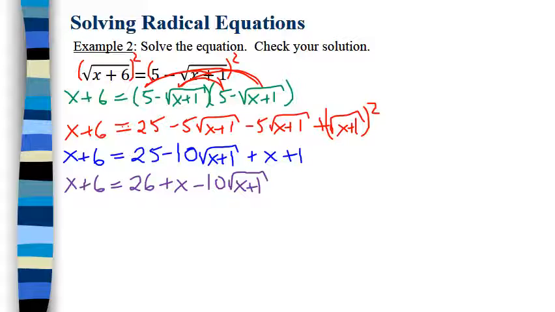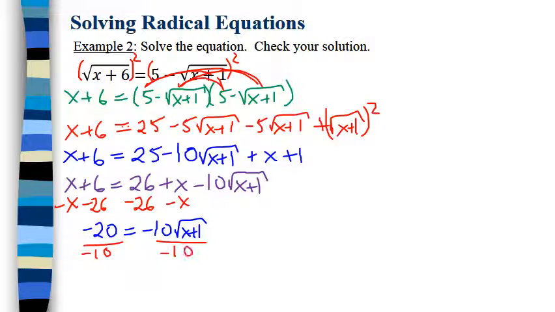So we're going to do that by undoing all of the operations. We want inverse operations. So we're going to subtract 26 on both sides, then we're going to subtract x on both sides, and so now we have x minus x is 0, 6 minus 26 is negative 20, and that's going to equal 0 and negative 10 square root of x plus 1. So now we can divide both sides by negative 10, and we end up with 2 equals the square root of x plus 1.